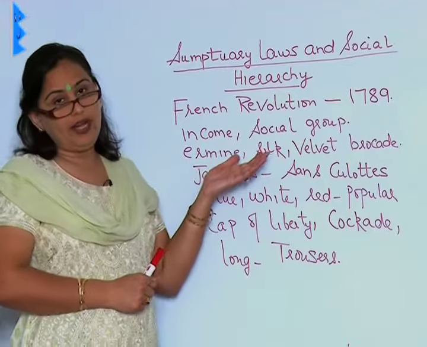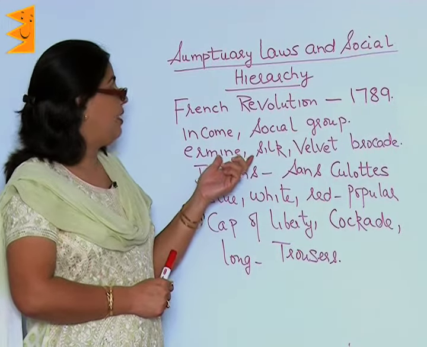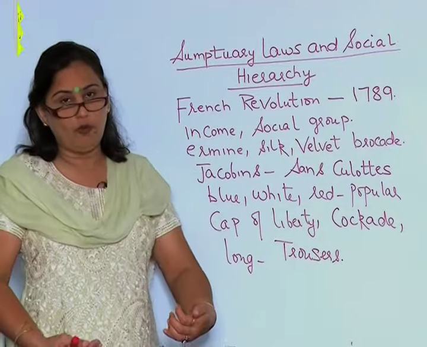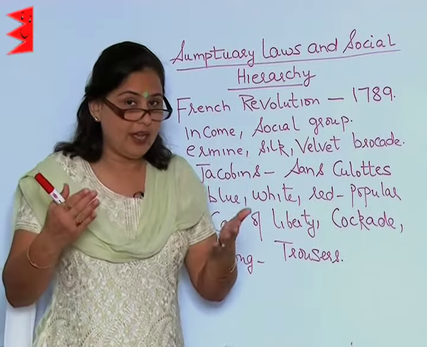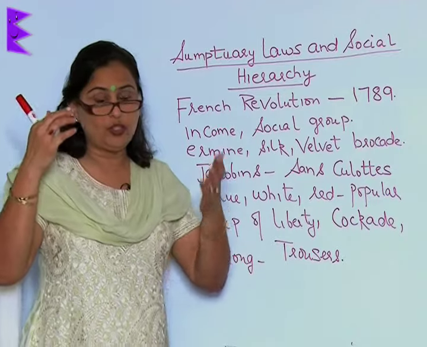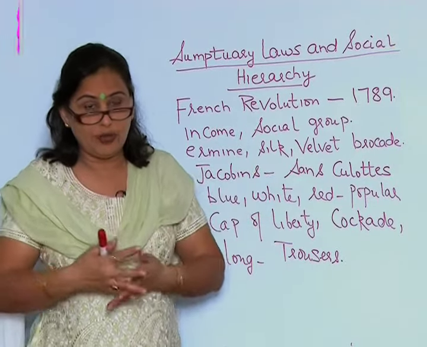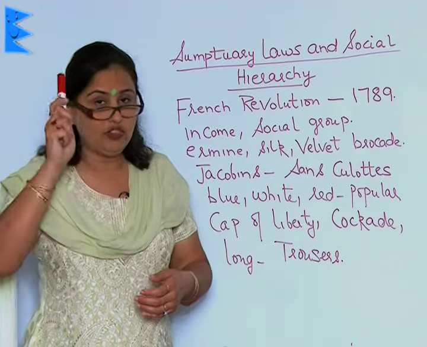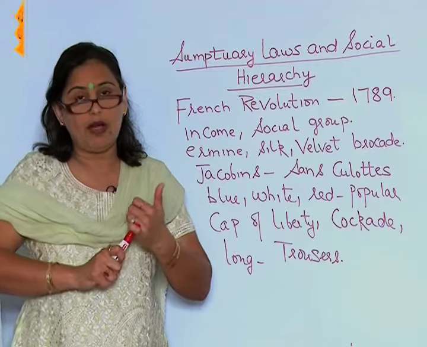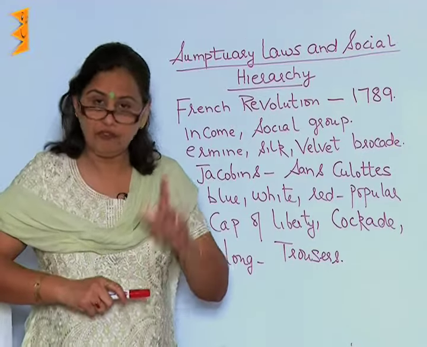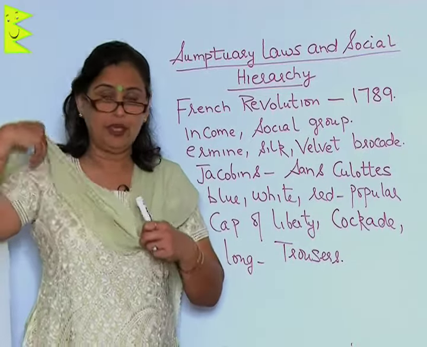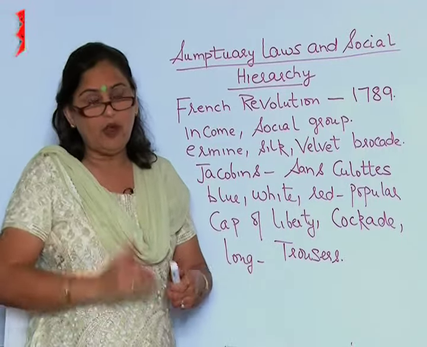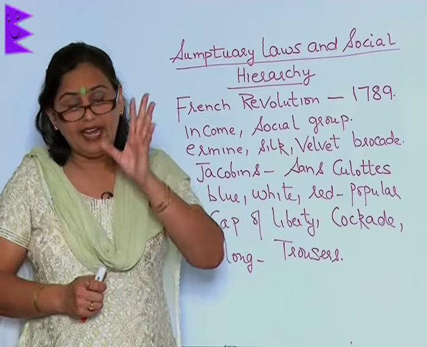It was only the royalty which could wear ermine, silk, velvet or brocade. So, the kind of dress that you wore, one could easily make out whether he belongs to a noble class, to an aristocratic class, to a farmer's class, or if you clearly remember the three estates that we spoke about in the French Revolution, first chapter of class 9. So, the three estates had to even wear a different style of dress according to the estate that they belonged to.